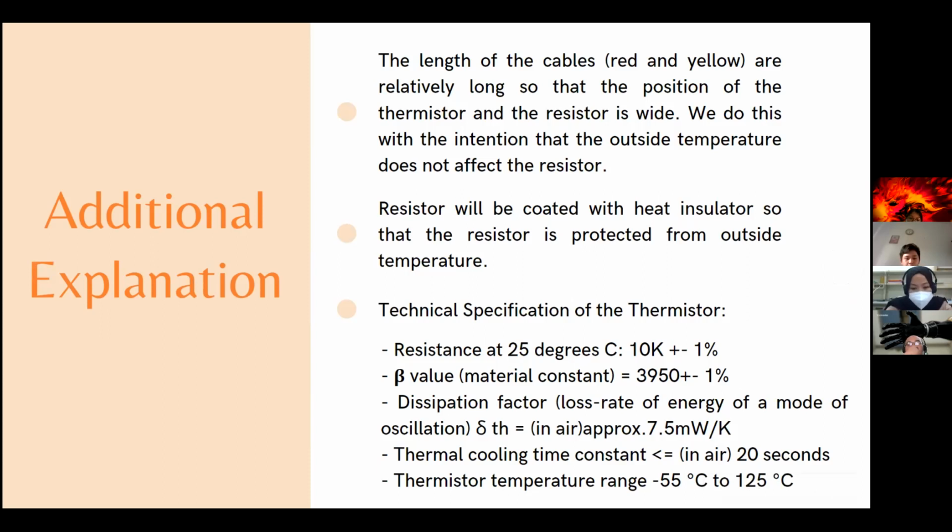The first one is the resistance at 25 degrees Celsius. The beta value is around this one, and the dissipation factor around this. The thermal cooling time constant, then this one, and the thermistor temperature range from minus 55 degrees Celsius to 125 degrees Celsius.